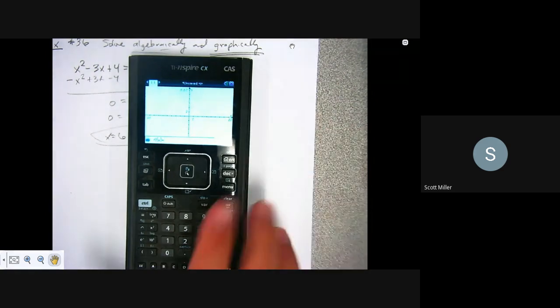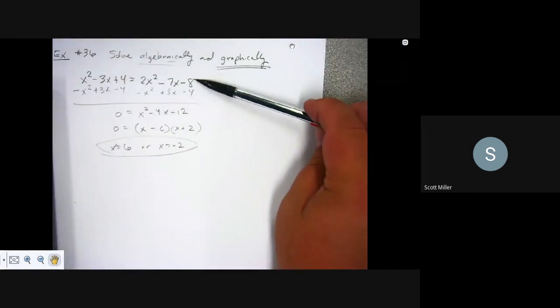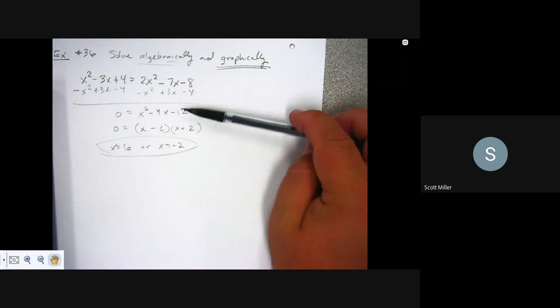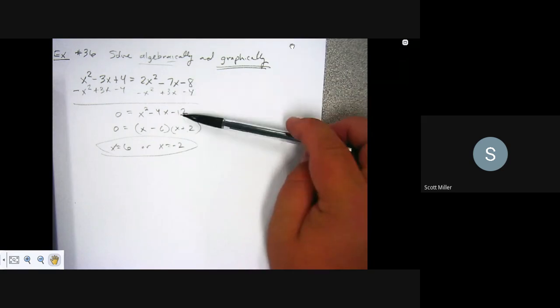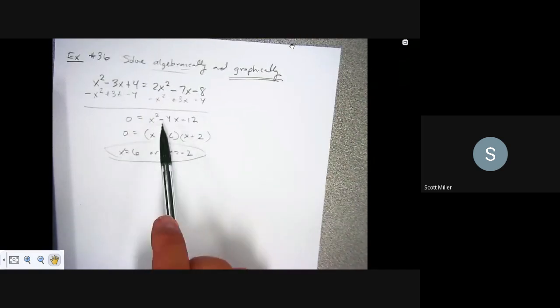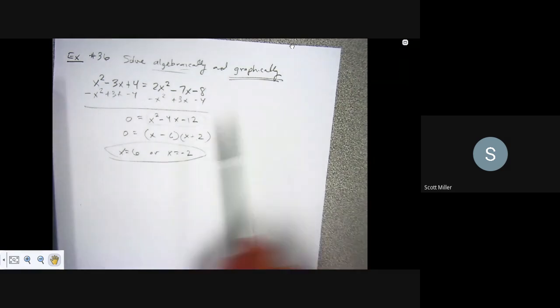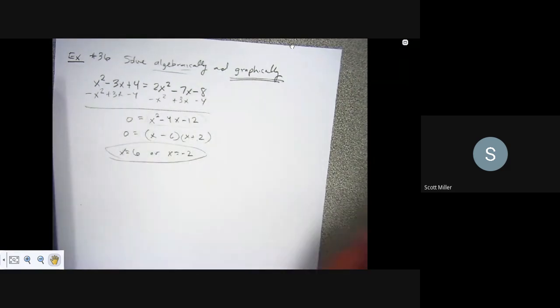So, how do I do this? Well, there are 2 methods that you can do to solve graphically. Number 1 is kind of what we did right here. I had this equation up here, and I moved everything to one side, and I set it equal to 0. That's basically what happened. Once you have done that, you can graph that right there and look for the x-intercepts.